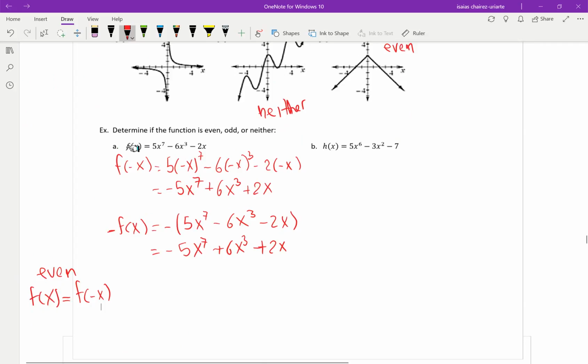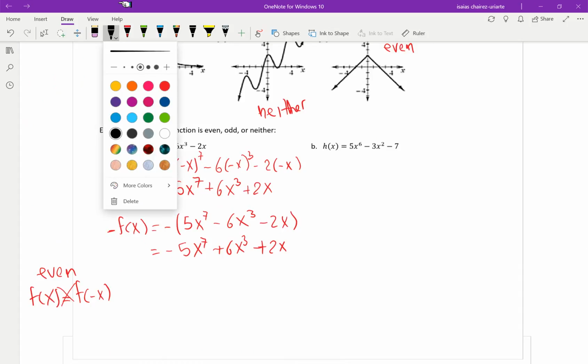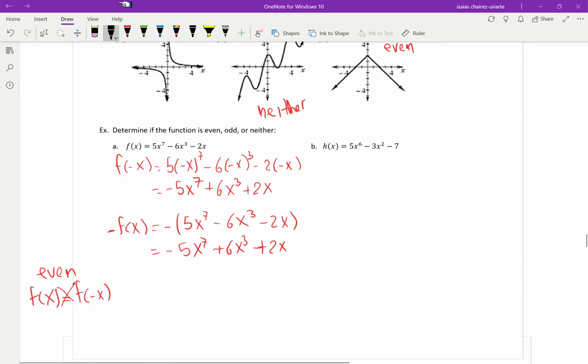So I'm looking at f of x. This is what it looks like. And then f of negative x is negative 5x to the 7th plus 6x to the 3rd plus 2x. Are those two expressions equal? And I would say no. So in our case, this is no. So this is not an even function. So right now, this function is not even.